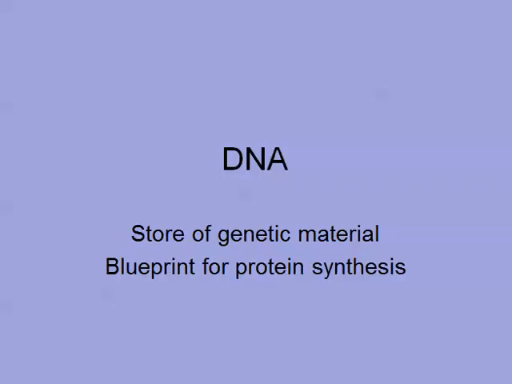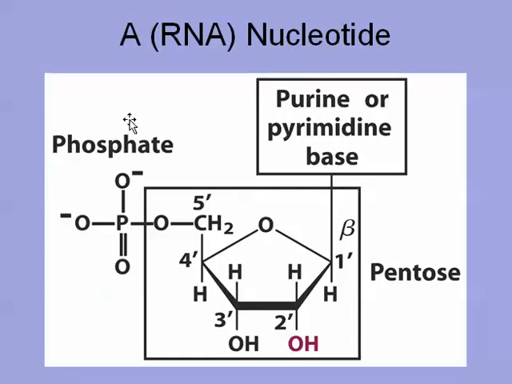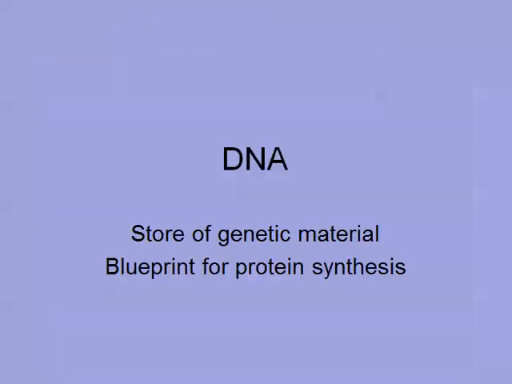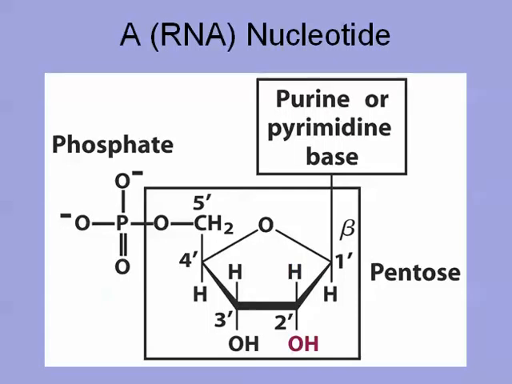B8 is all about DNA, and so DNA is, as it says there, a store of genetic material, and importantly as well, it's kind of the instructions for making proteins. And so we've got deoxyribonucleic acid. So this is what a nucleotide looks like that makes up our chains of DNA.